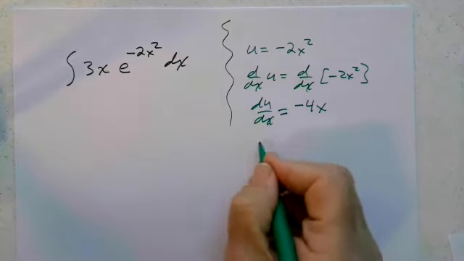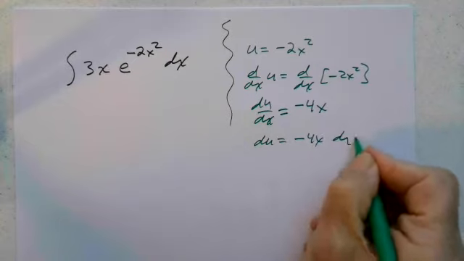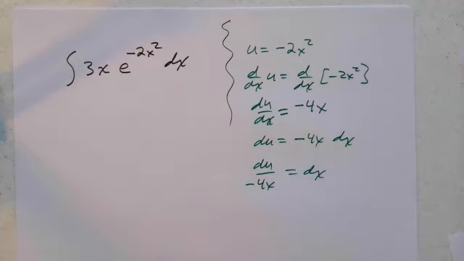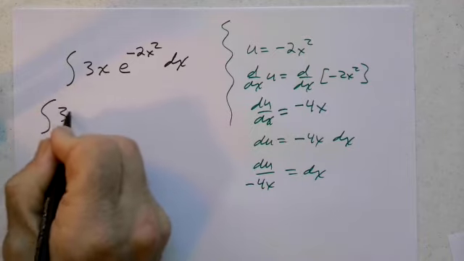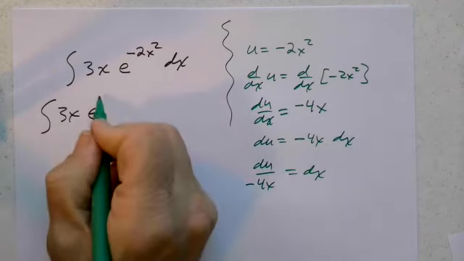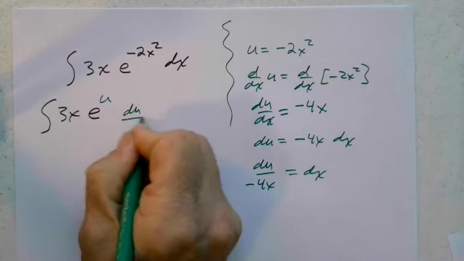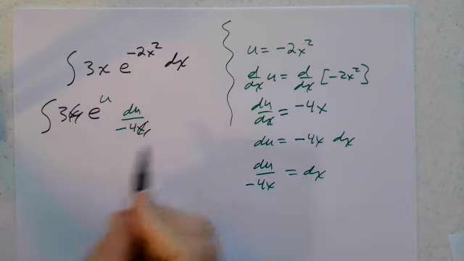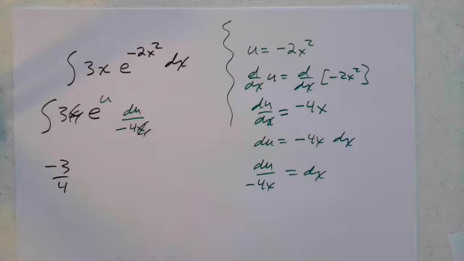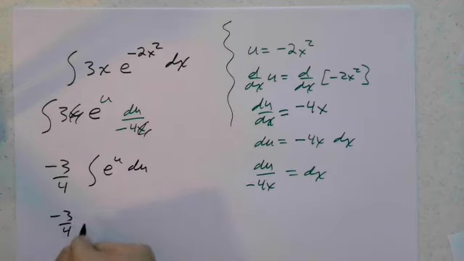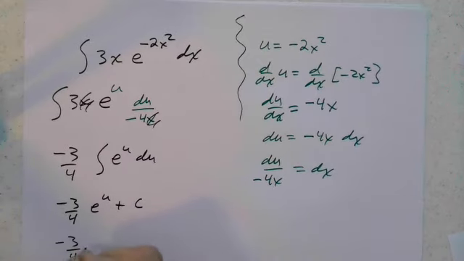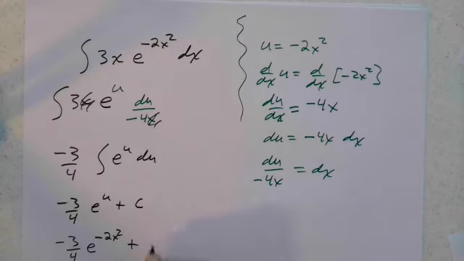We typically want to solve for dx. So du is negative 4x dx, then dividing by negative 4x, du over negative 4x equals dx. So where does that land me? Integral 3x stays 3x. e to the negative 2x squared, that's e to the u. dx is du over negative 4x. And you'll notice the x's go away. So the x's divide out. 3 over negative 4 can come out in front, negative 3 fourths times the integral of e to the u du. But the integral of e to the u is e to the u, so we get negative 3 fourths e to the u plus c. And then we get negative 3 fourths e to the negative 2x squared plus c.